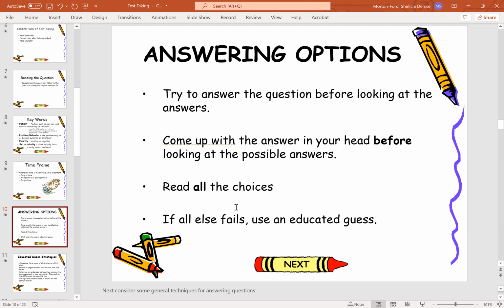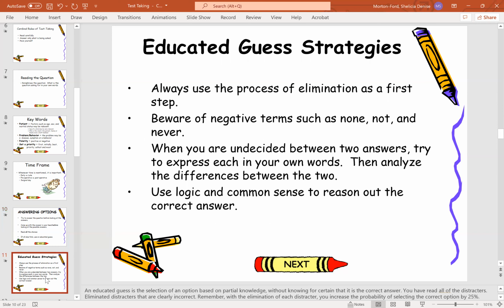You want to read all answer choices. If part of the answer choice is correct and one part is not, more than likely that is not the correct answer. So the answer choice has to be correct all the way through. And if all else fails, they say use process of elimination, make an educated guess.